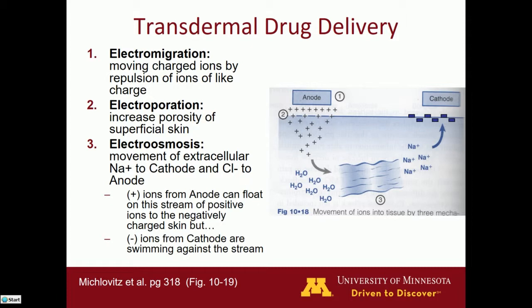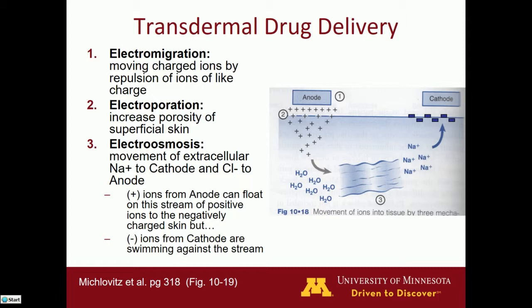There are three primary concepts that need to be understood in order to know what is happening when you apply iontophoresis to your patient. The first one is electromigration. Like charges repel, opposite charges attract. It's that core principle. So negative charged ions are on an electrode attached to the cathode. Positive charged ions are on an electrode attached to the anode. And the charged ions are repelled into the skin.